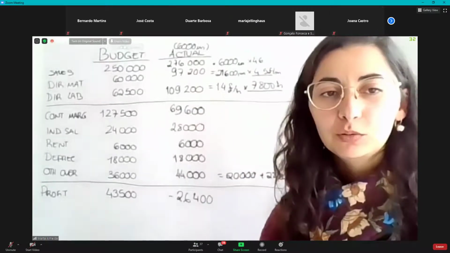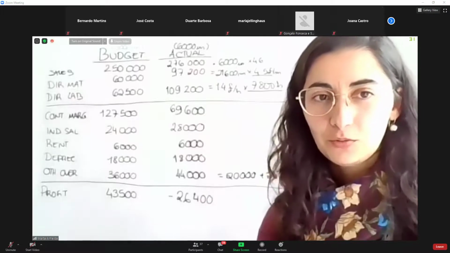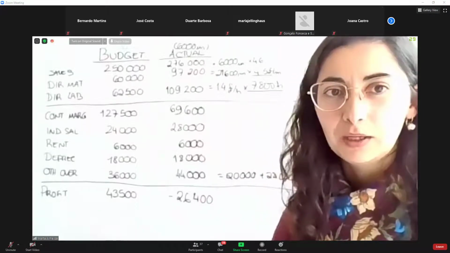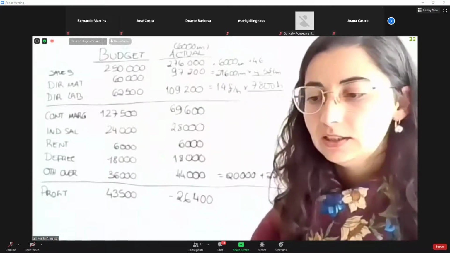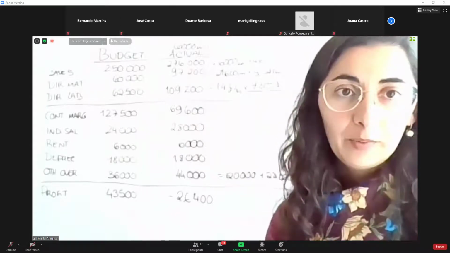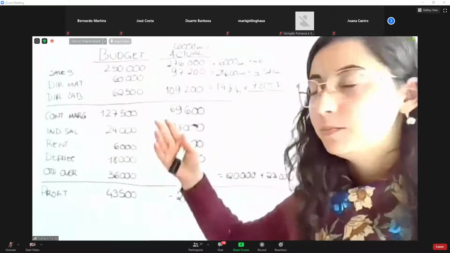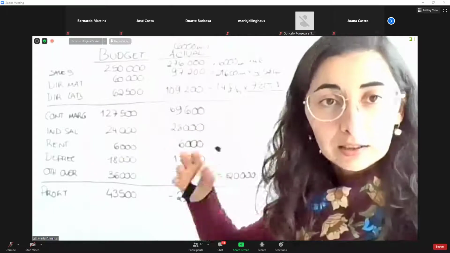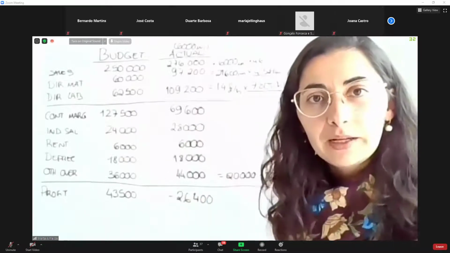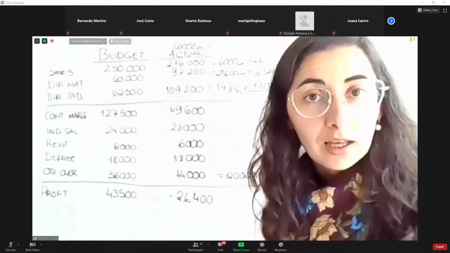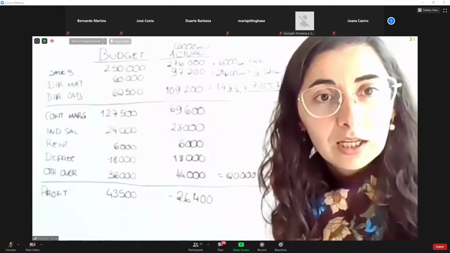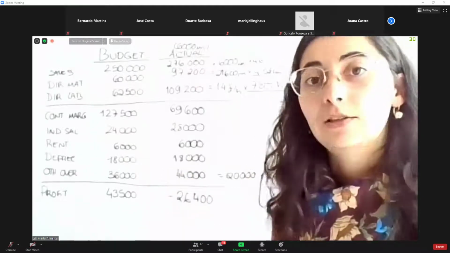But I want to explore further these options from Duarte and Gonçalo that they were mentioning. So let's imagine this, that we have this company. And in this company, we have the purchase manager, the sales manager. And the sales manager receives a bonus at the end of the period according to the sales revenues.